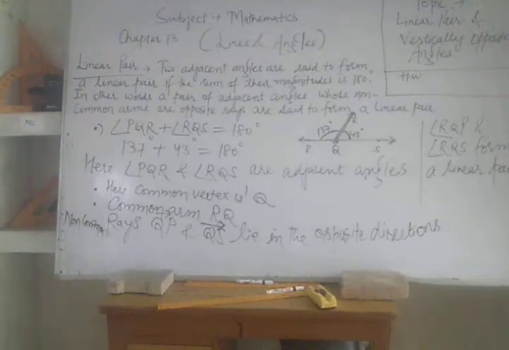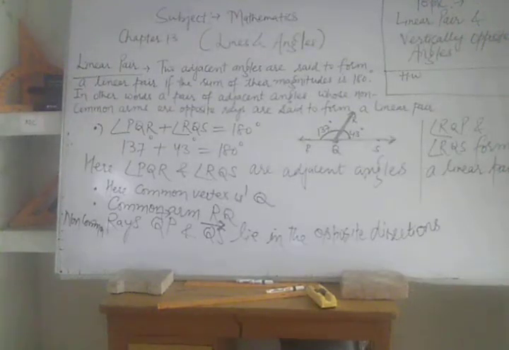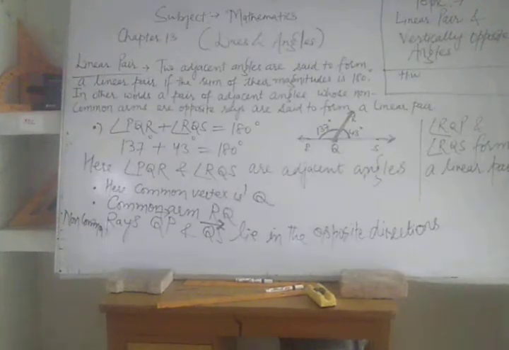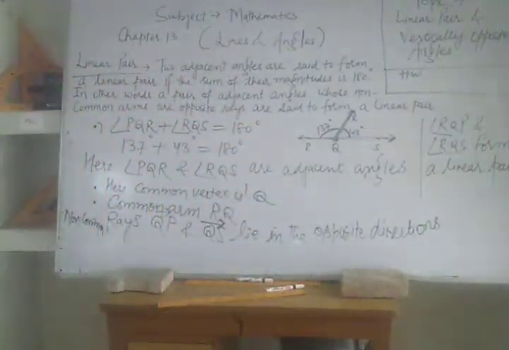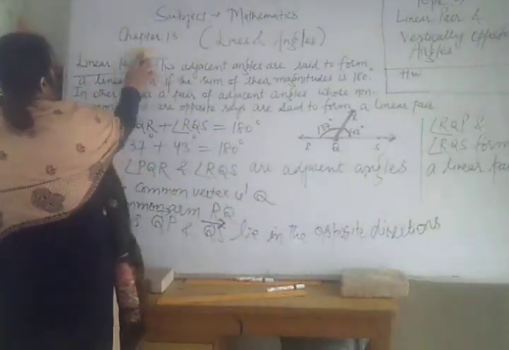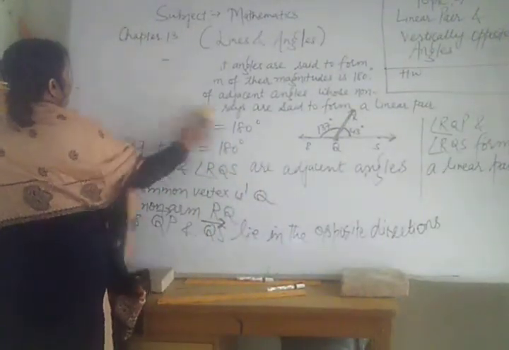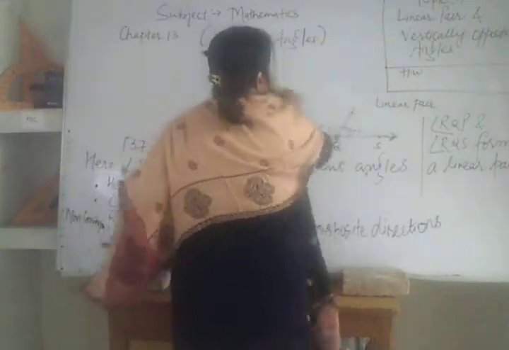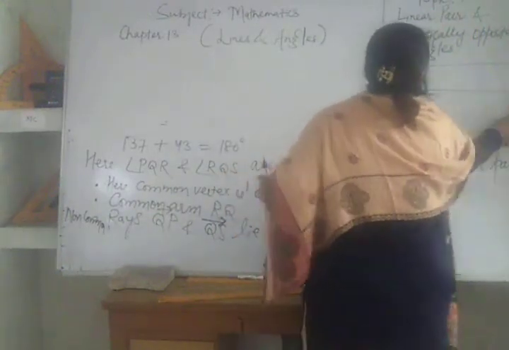Then it's the turn of vertically opposite angles. When two straight lines intersect each other at a point, they form four angles. For intersecting lines we will draw here. This was a linear pair, I think you have done this. Now it's the turn of vertically opposite angles.